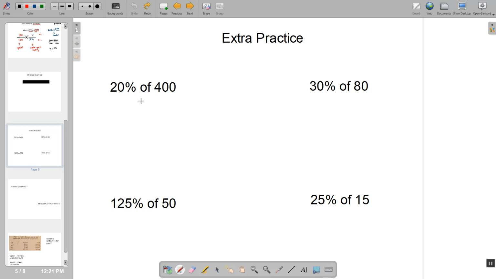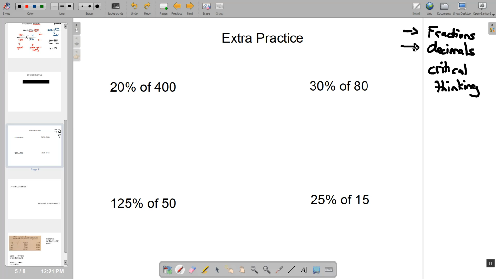So for each of these problems, you can solve it in many different ways. You can solve using fractions. You can solve using decimals. Or you can solve using our critical thinking strategies, and that would be finding 10% or 25% and then using that to jump around. Okay? Now, most people are going to usually solve using fractions and decimals and then a little bit of critical thinking as well. Okay?